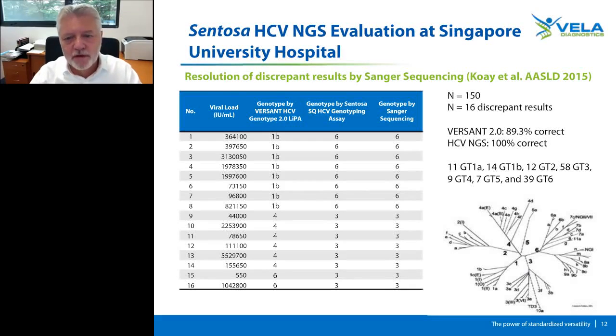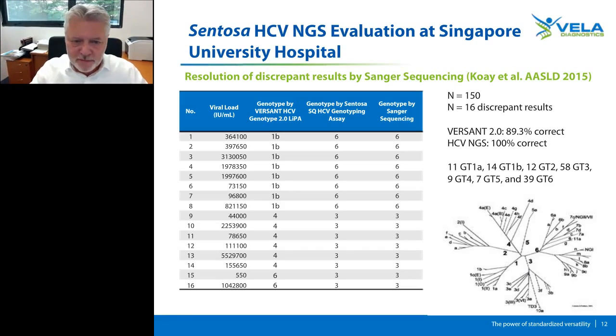Now, a couple of data on the performance of the assay. This is an early study which was presented by Professor Coy from the Singapore University Hospital in 2015 at the American Liver Meeting. They looked at 150 samples and used the Labroots assay, which was established in their laboratory, the Versant HCV from Siemens, and comparing the NGS assay to the Labroots assay, they found 16 discrepant samples, as shown here. The Versant detected finally 90% correctly, and the NGS 100% correctly.